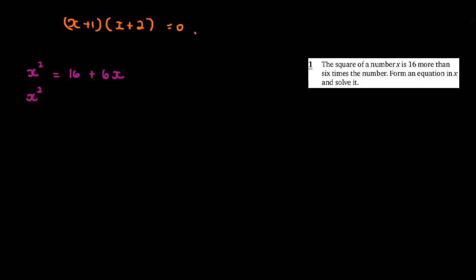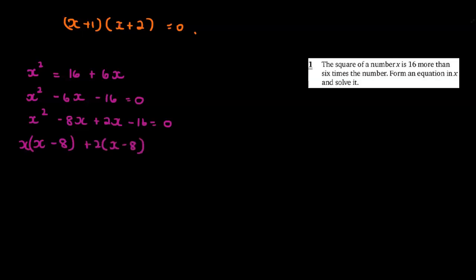We can simplify by bringing across the 6x and the 16, so you're going to get x squared minus 6x minus 16 is equal to 0. The factors of 16 that would give us 6 would be 8 and 2. So this will be x squared minus 8x plus 2x minus 16 is equal to 0. So it will be x into x minus 8, and bring it back, this is just plus 2. So you're going to get x plus 2 into x minus 8 is equal to 0.